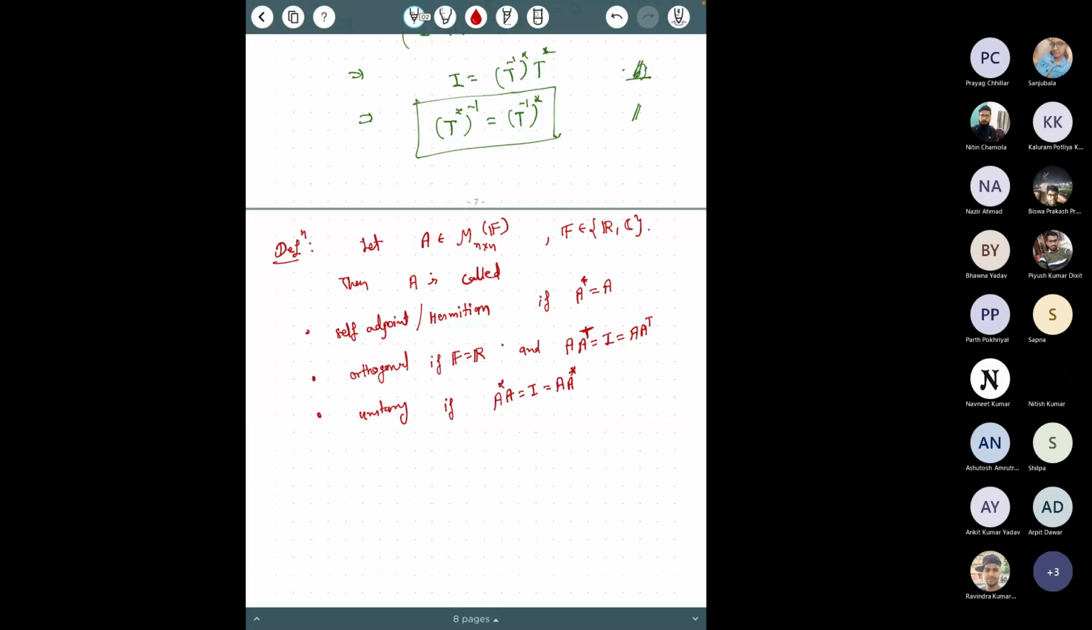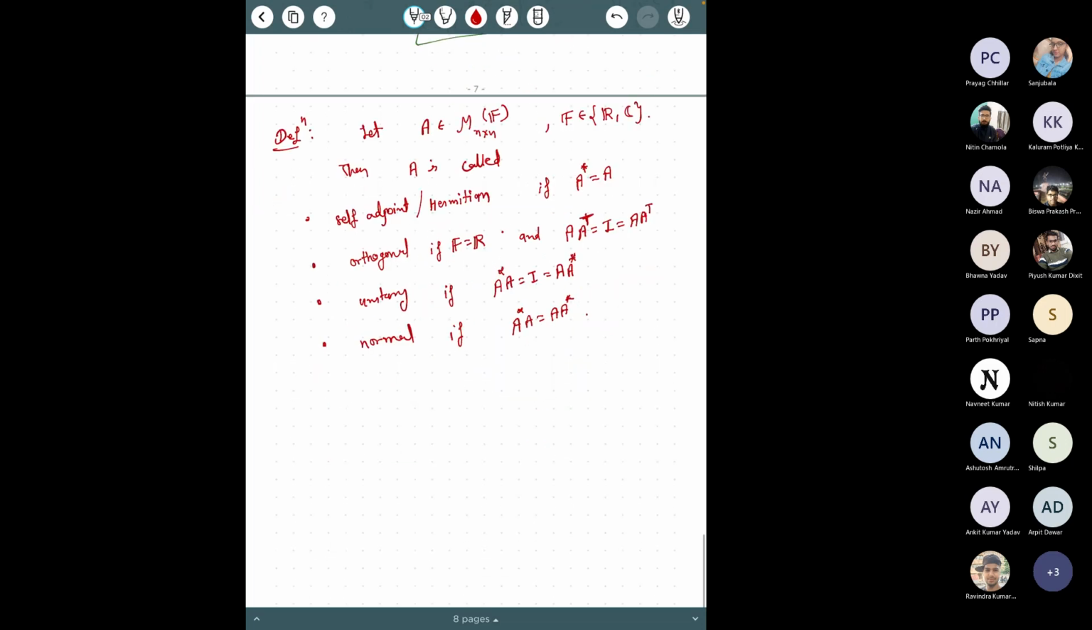So why do I define it differently? Because in some books, when they consider only the field of real numbers, they use the term orthogonal. And this matrix is called normal if A star A is equal to A A star. Okay, now this we know for matrices.